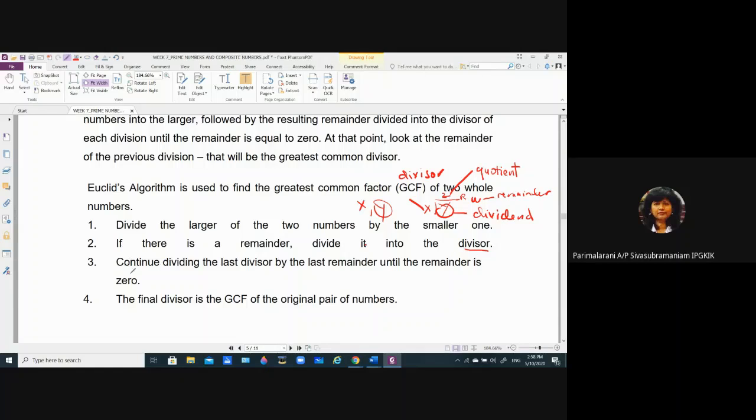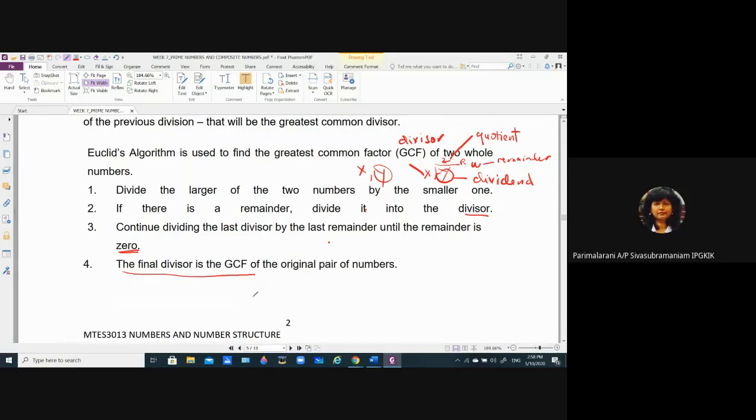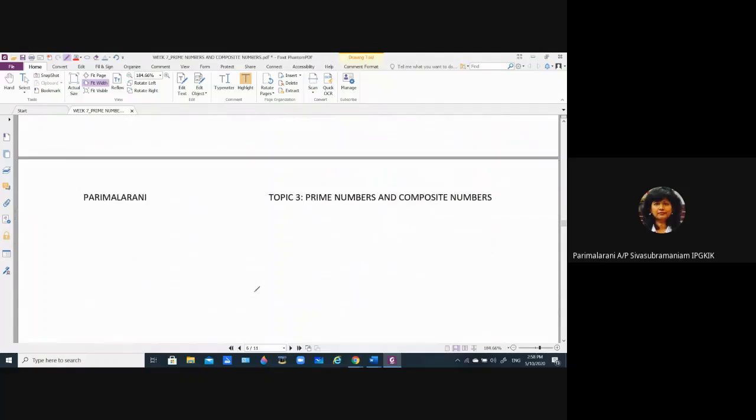And then step 3, continue dividing the last divisor by the last remainder until the remainder is 0. When you reach 0, you can stop. The final divisor is the GCF of the original pair of numbers. Okay, you may not understand this algorithm right now. We look at some examples first and then you will understand it.